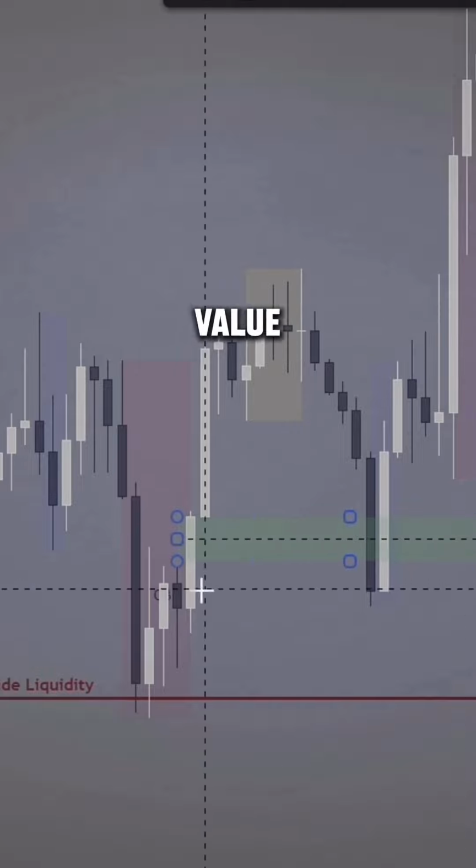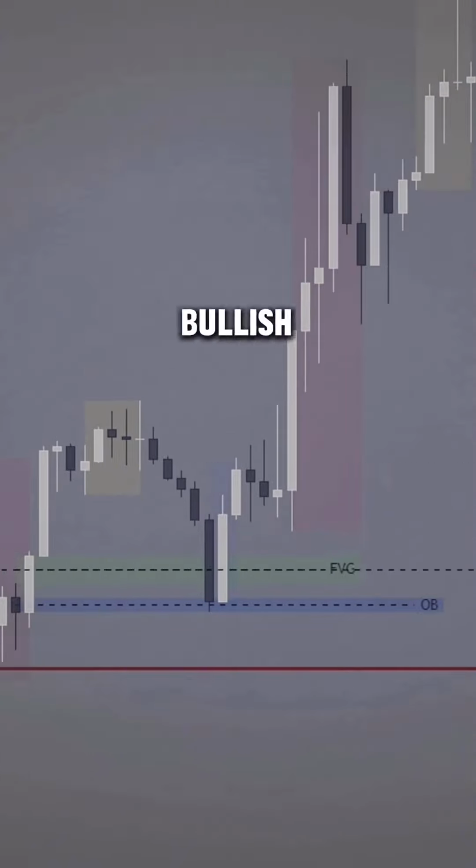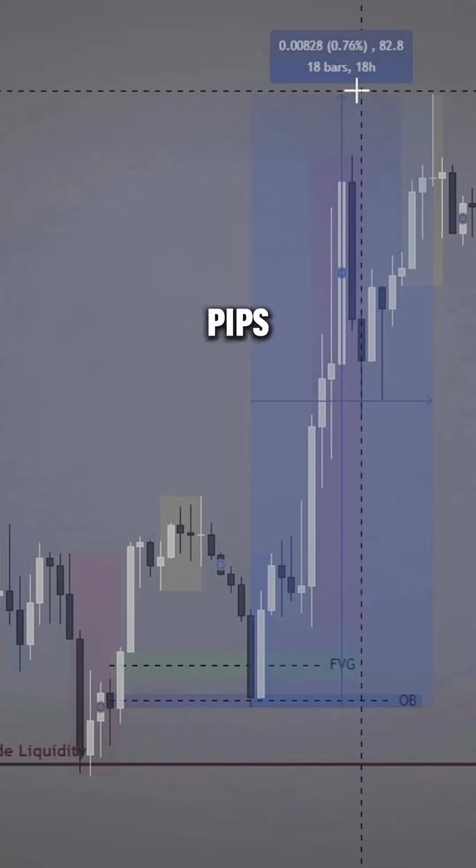We have this fair value gap, but more importantly we have this order block. We trade into that order block and we have a bullish expansion. Entry at the order block to the top we created would have been 83 pips on Euro USD.